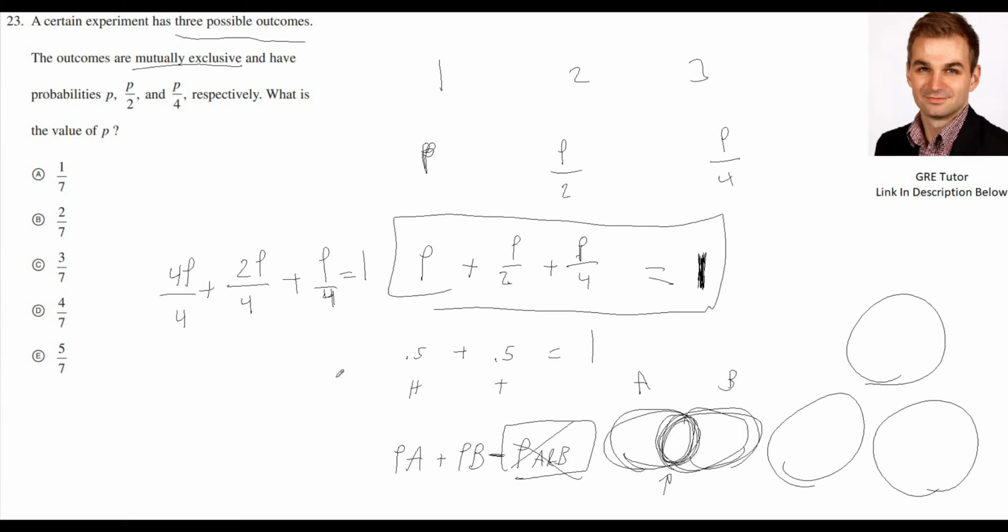Now we can bring these together, which turns into 4P plus 2P plus P over 4 equals 1. Just add these up: 4, 6, 7. 7P over 4 is equal to 1. P is equal to 4 over 7. So this is what we're looking for as our final answer.